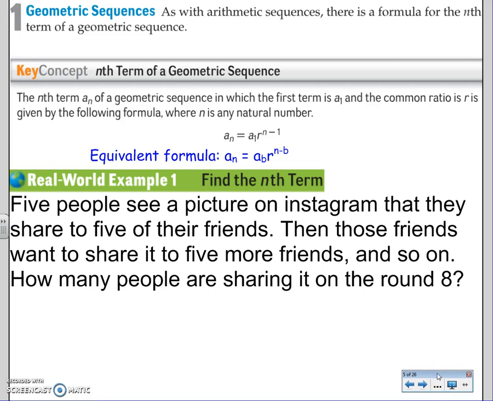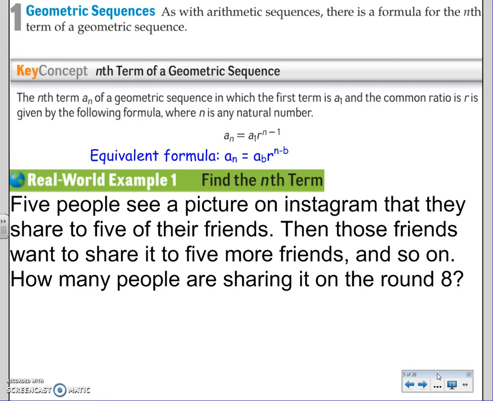So just like arithmetic sequences, there's a formula to find the nth term of a geometric sequence. Here it is. You take the first term, a sub 1, times the common ratio r a certain number of times. To get the second term, you do the first term times r. To get the third term, you do the first term times r twice. So times r, then times r. Alright, there we have the equivalent formula. In case they don't give you the first term, but they give you a sub b, you just change the 1 to b.